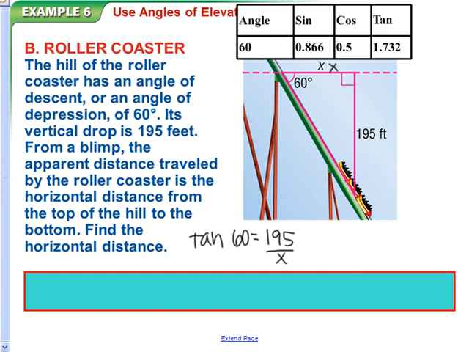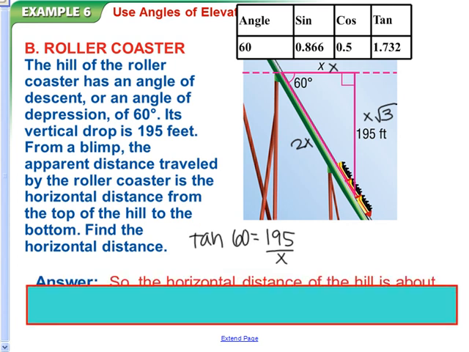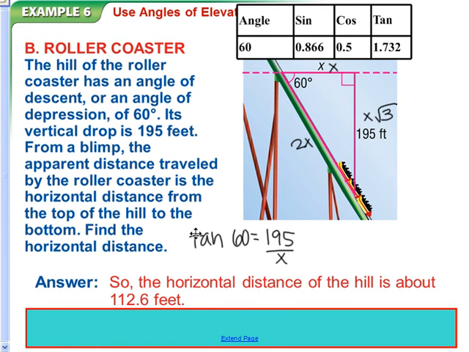If this is x, this is 2x right here, and this is x square root of 3. So you would have to divide it by square root of 3 to get the answer, or you can just type it into your calculator, 195 divided by tangent of 60, and you get 112.6. All right, that's the end of the lesson. You can write your questions and your summaries now.